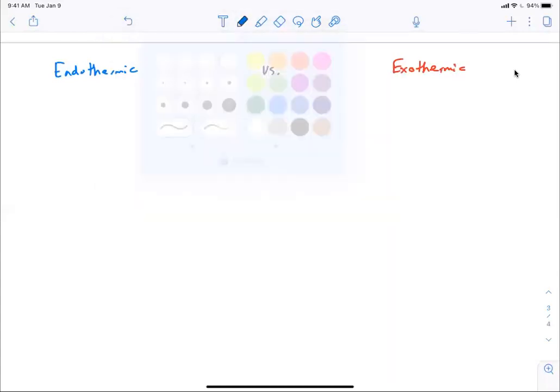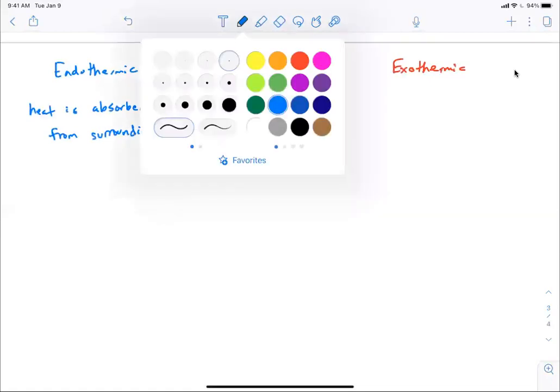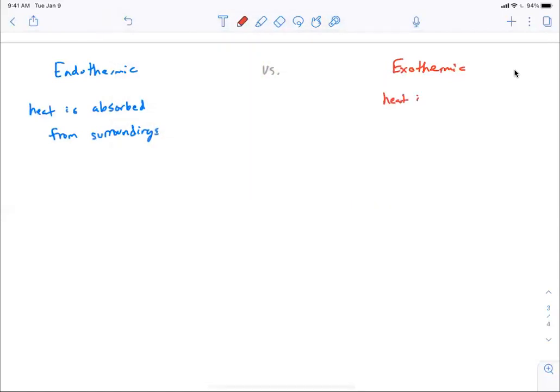Now, endothermic, in that process, heat is absorbed from the surroundings. Whereas in exothermic, heat is released to the surroundings. Okay, that's the most fundamental idea of this.